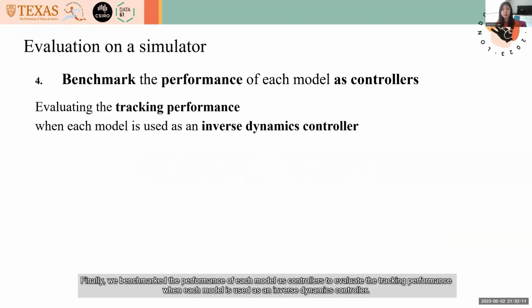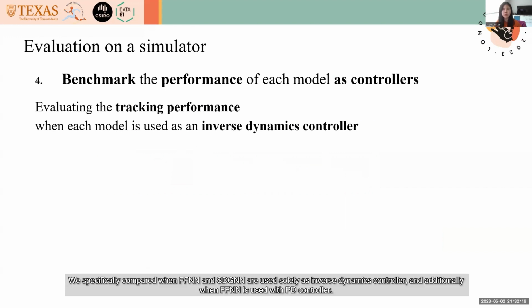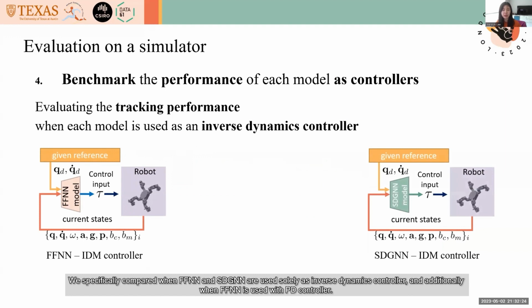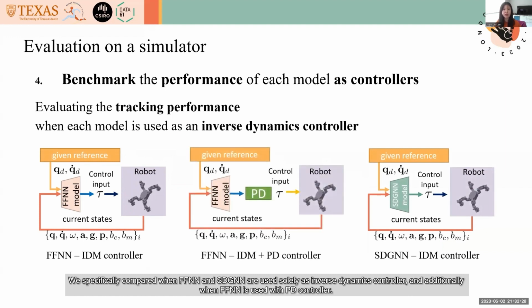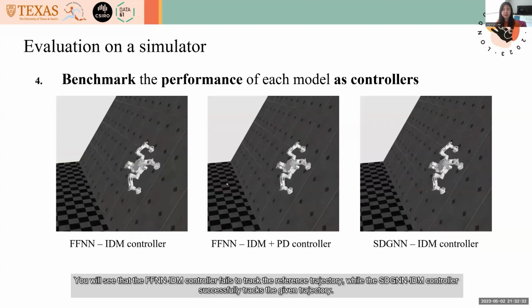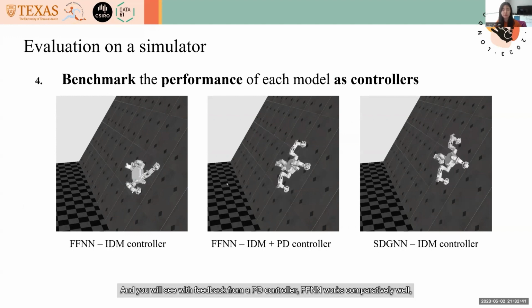Finally, we benchmarked the performance of each model as controllers to evaluate the tracking performance when each model is used as an inverse dynamics controller. We specifically compare when FFNN and SDGNN are used solely as inverse dynamics controllers, and additionally when FFNN is used with a PD controller. You will see that the FFNN IDM controller fails to track the reference trajectory, while the SDGNN IDM controller successfully tracked the given trajectory.